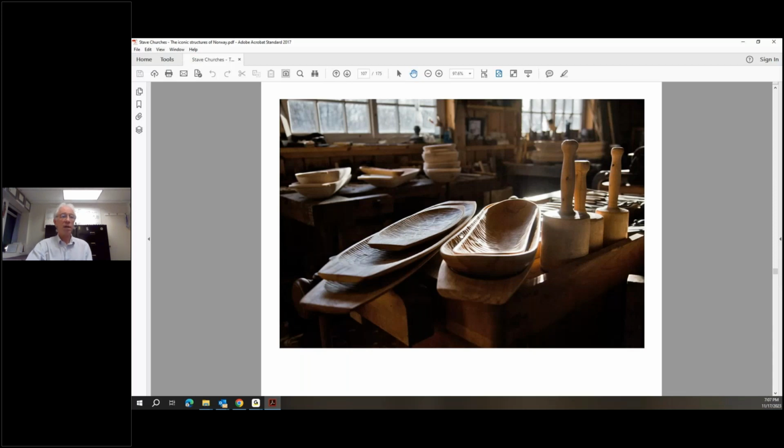These could be platters or serving trays.